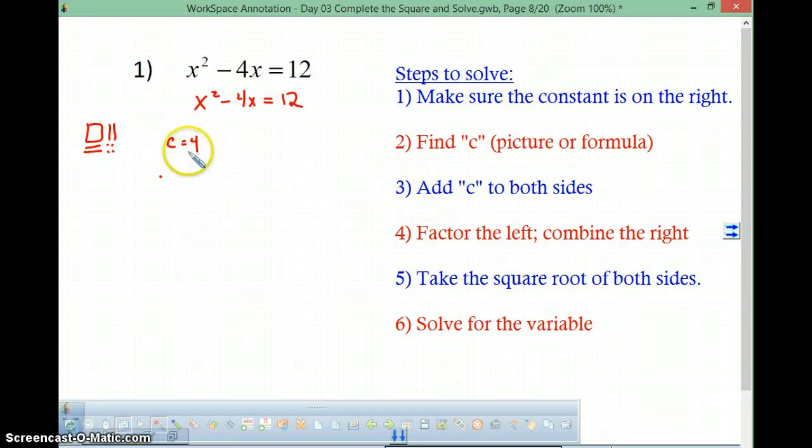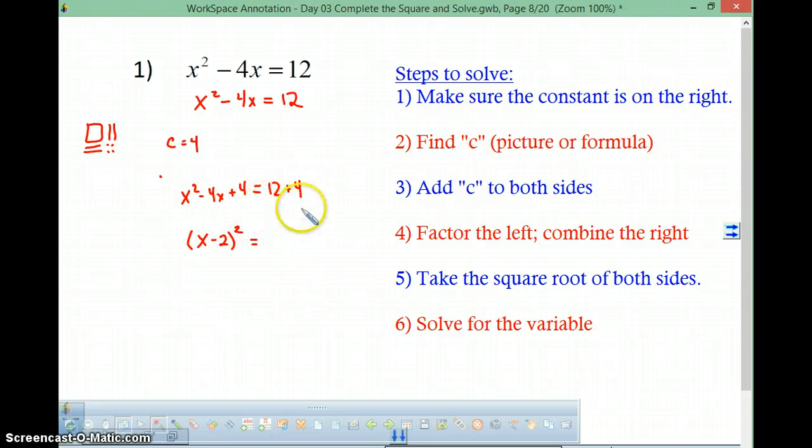Next step, we're going to add 4 to both sides. X squared minus 4x plus 4 equals 12 plus 4. Okay. Do you see how we have a perfect square trinomial now? How is that going to help us? Watch this. We're going to factor the left-hand side. We end up with x minus 2 squared. We knew this was a perfect square trinomial. We took the square root of the first term, we took the square root of the last term, and we used the sign from the middle term.